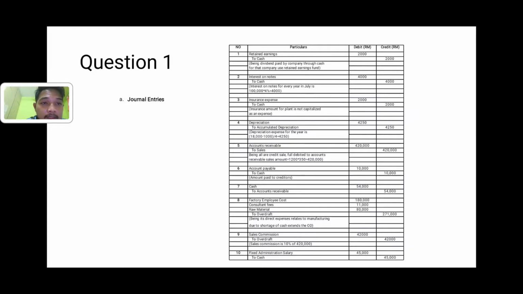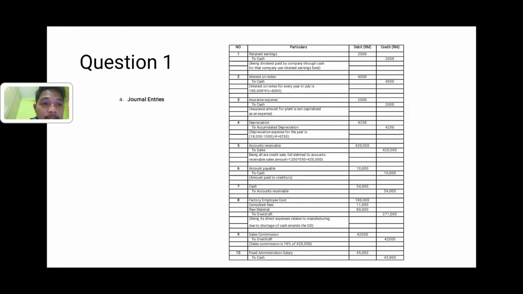Fourth, depreciation is debit 4,250 to accumulated depreciation, credit 4,250. Depreciation expense for the year is 18,000 minus thousands divided by 4, which is 4,250.